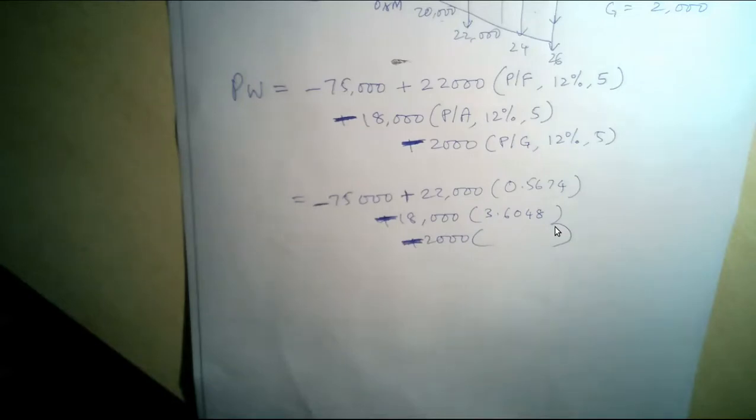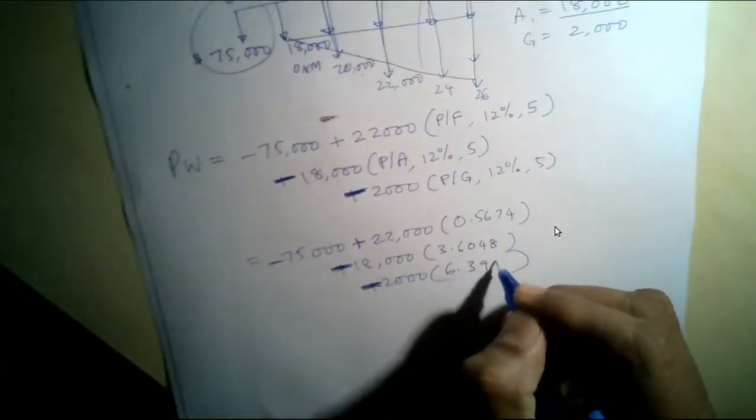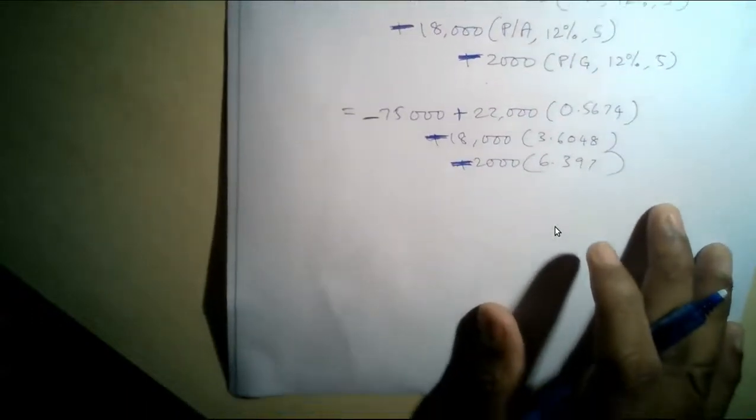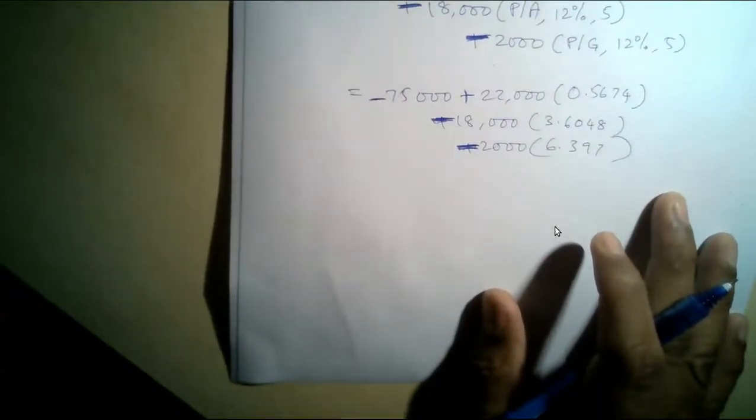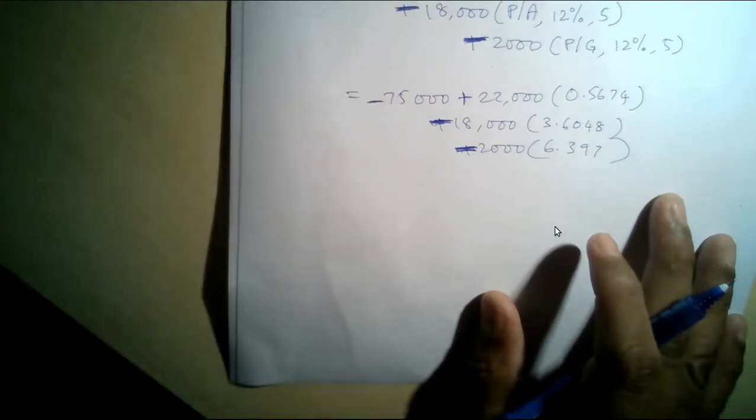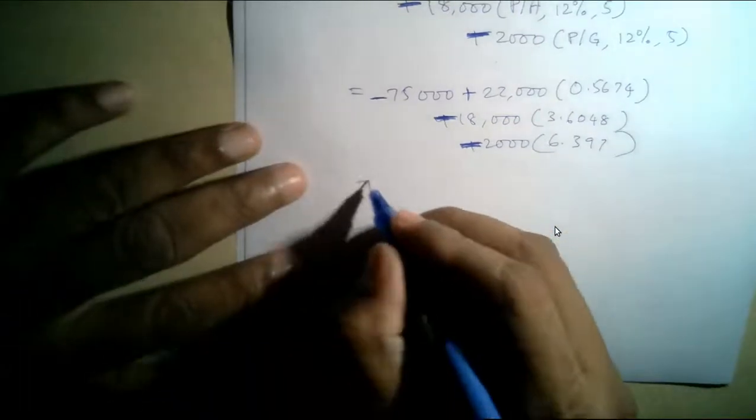I have a different sheet for P by G, which I printed separately from the internet. Here I have 12%, can you see 12% at the top? Now P by G with N equal to 5, here I am getting 6.397. So that's it. Now we have the values.